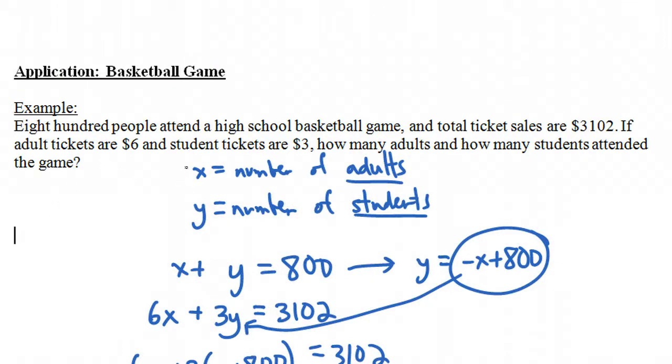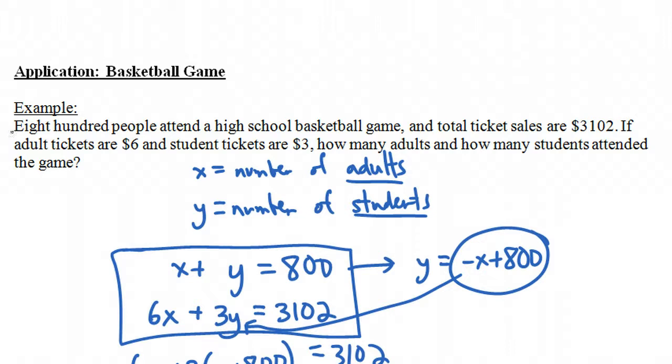Okay, so the first thing you do is you define your variables to be the things that you're looking for. I call them X and Y. You could have called them A and S for adults and students, but whatever you want to call them, it doesn't matter. And then find two equations that relate the two variables, and you find the two equations based on statements. 800 people attended the game. Total ticket sales were this. You use those facts to set up a system of equations, then you solve it.